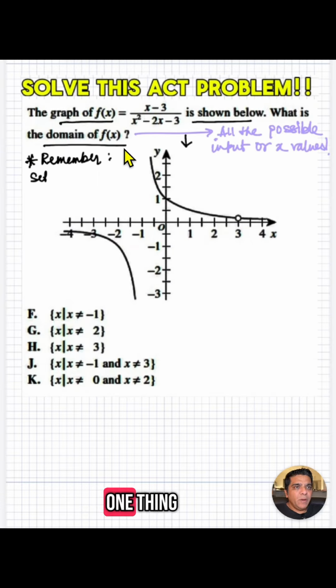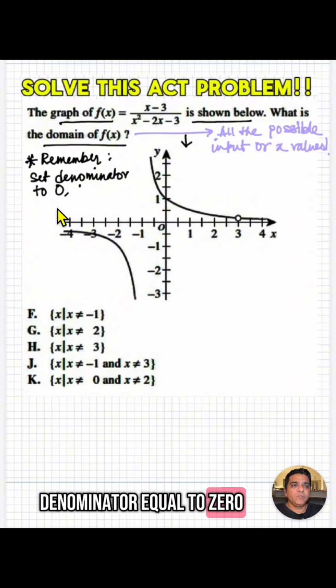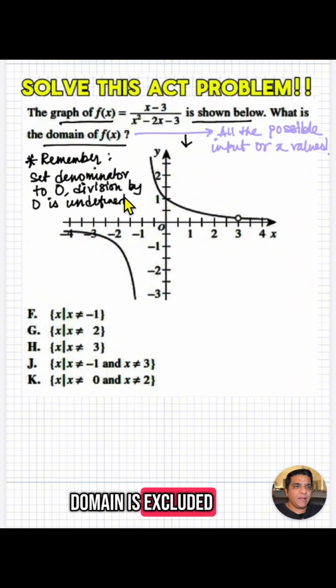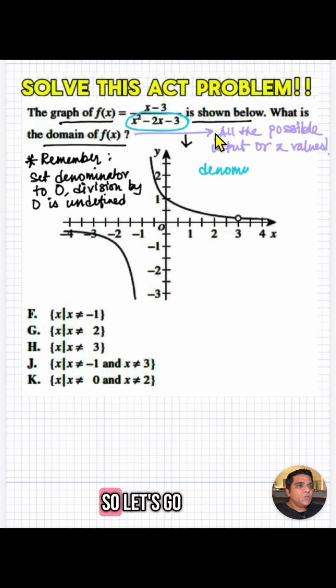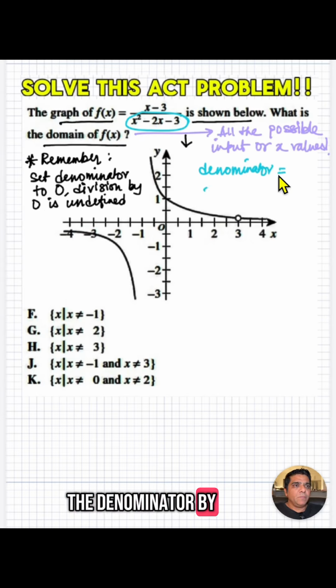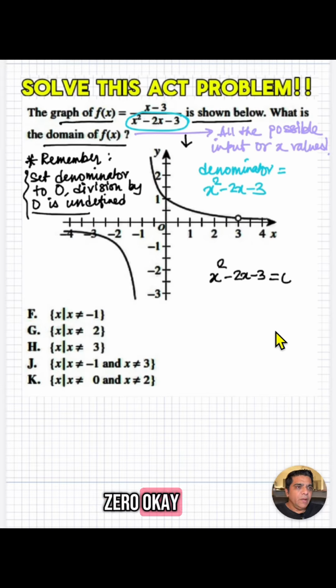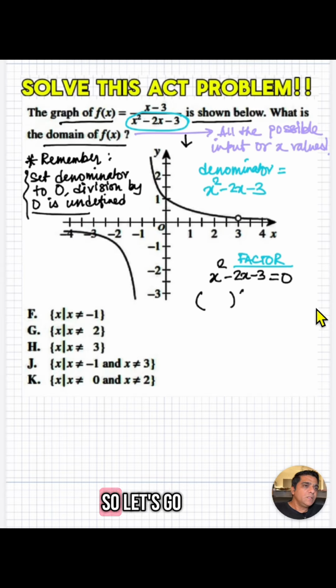Now remember one thing, that we have to set the denominator equal to 0 in order to find where the domain is excluded, because division by 0 is not allowed, it is undefined. So let's go ahead and set the denominator equal to 0 first. X squared minus 2x minus 3 is the denominator. We're going to set it equal to 0 and see where the x values that we need to exclude from the domain are.